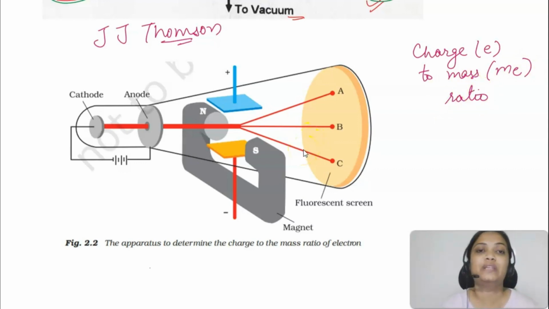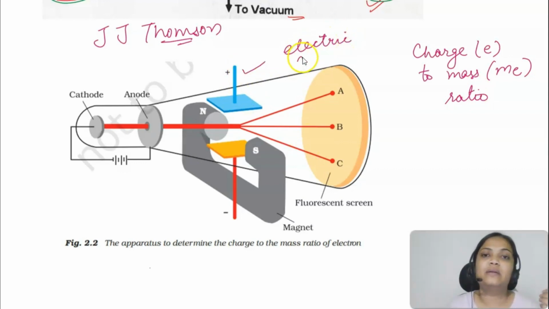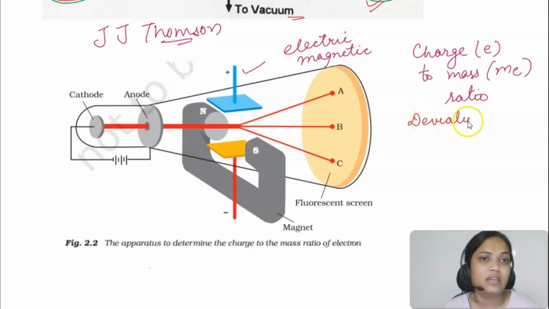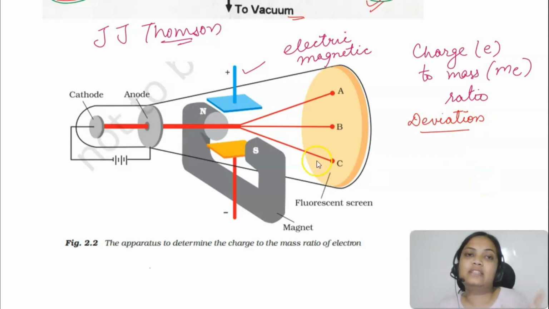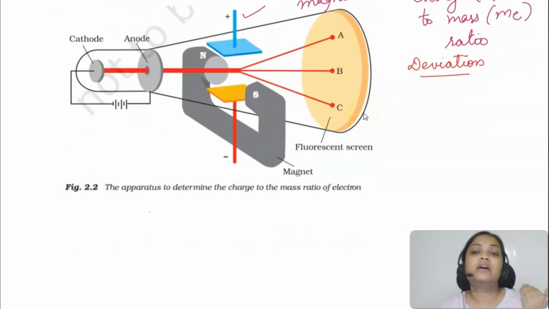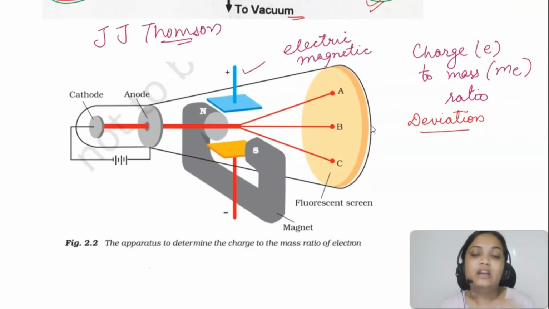What he did was apply an electric field and a magnetic field perpendicular to each other as well as to the direction of the cathode rays, and then he studied the deviation. I told you that whenever an electric or magnetic field is applied in the path of these cathode rays, as these are negatively charged particles, they will be influenced by the electric or magnetic field. So he argued that these deviations depend on the magnitude of charge.